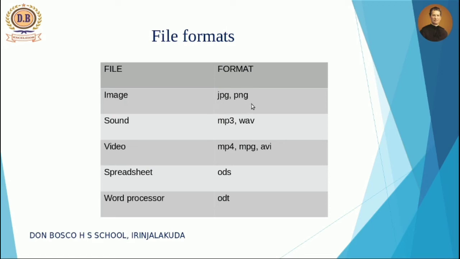We have JPG and PNG. These two are file formats of image. Then MP3, WAV, these are file formats of sound. Then MP4, MPG, these are video formats. Then AVI is for both video and sound. Then ODS is spreadsheet, ODT is word processor. So these are some of the file formats.